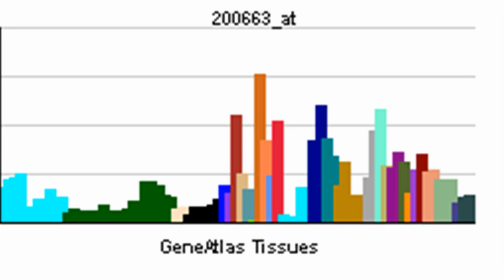CD63 antigen is a protein that in humans is encoded by the CD63 gene. CD63 is mainly associated with membranes of intracellular vesicles, although cell surface expression may be induced. The protein encoded by this gene is a member of the transmembrane 4 superfamily, also known as the tetraspanin family.